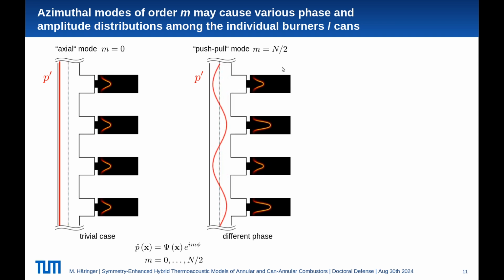Secondly, let's consider the mode order M equals n half. This is the so-called push-pull mode. In this case, the adjacent burners have opposite phase, but they still have the same amplitude, and therefore the symmetry is still not broken in this system.